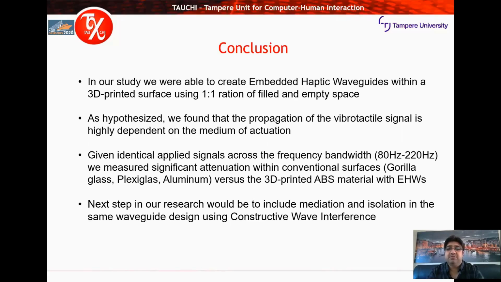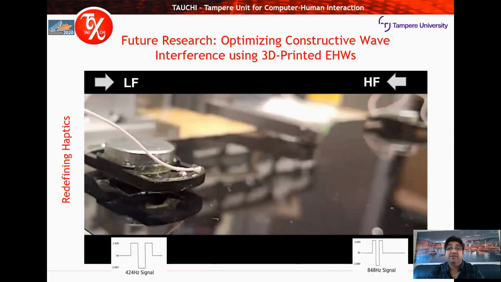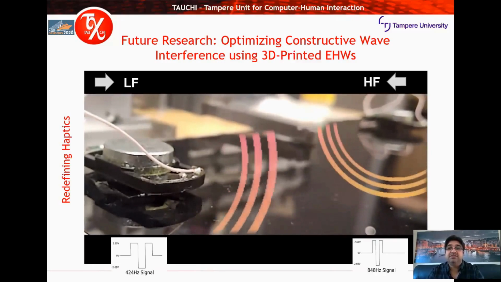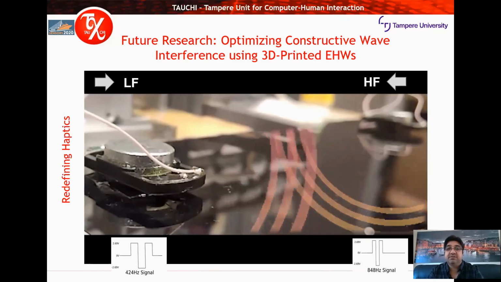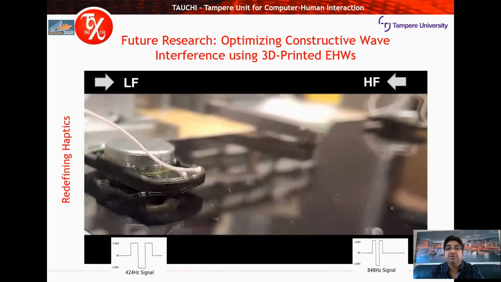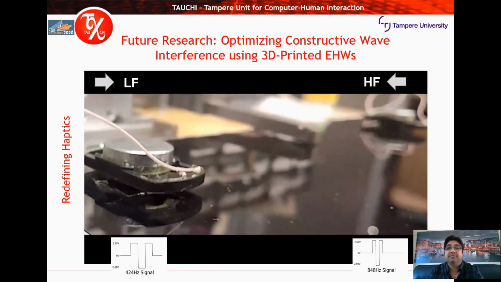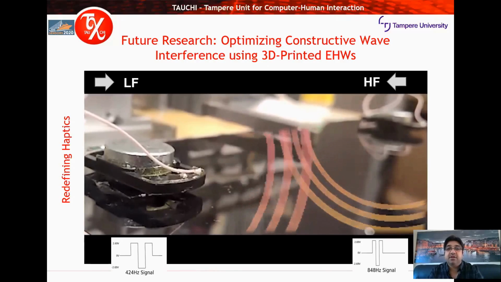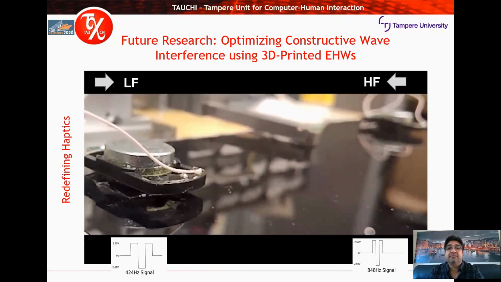Next step in our research would be to include mediation and isolation in the same waveguide design using constructive wave interference. From our previous sensory papers, constructive wave interference, or CWI, is when 2 or more physical actuators generate complementary signals which coalesce into a single output, localized as a virtual exciter. And in our next research, we will investigate how surfaces with embedded haptic waveguides can improve the efficiency of a virtual exciter through CWI.